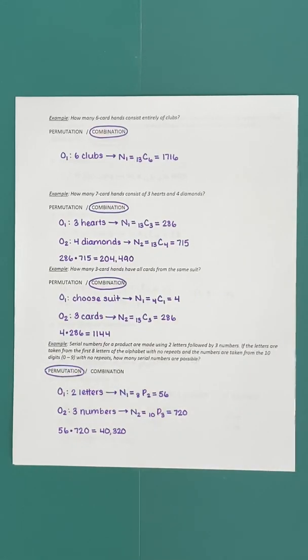Now instead of 5 cards, we have 6 cards. So how many 6-card hands consist entirely of clubs? Again, we're looking at a combination. We rearrange the cards in our hand and it's still the same hand of cards, so the order here is not going to matter, so it's going to be a combination. Now, we haven't broken it down. Notice we want a hand that's just clubs. So all we're doing is choosing clubs.